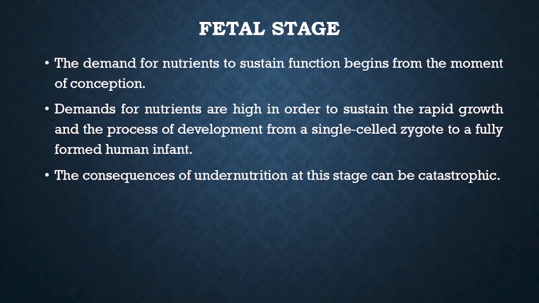Demands for nutrients are high in order to sustain the rapid growth and the process of development from a single-celled zygote to a fully formed human infant. Okay? So, the consequences of undernutrition at this stage can be very catastrophic, leading to miscarriage, failure of growth, premature birth, low weight at birth, or birth defects. Okay? So any mistake, like we said, any incidences of undernutrition.